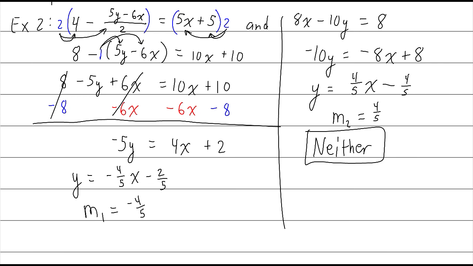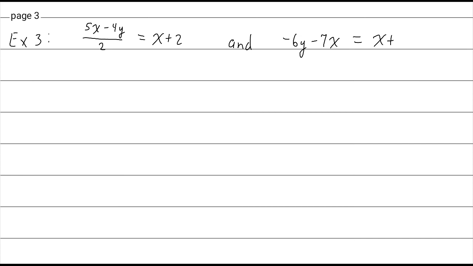Okay, let's do one more of those types of questions. Okay, 5x minus 4y over 2 equals x plus 2. There's my first one. And negative 6y minus 7x equals x plus 2. That's going to be my right side here. All right, and so the left side, I'll do it again, put it into slope-intercept form. Notice the fraction, it's over 2.